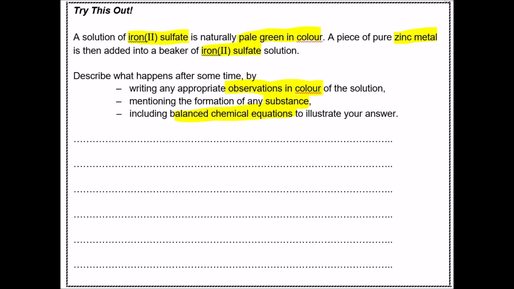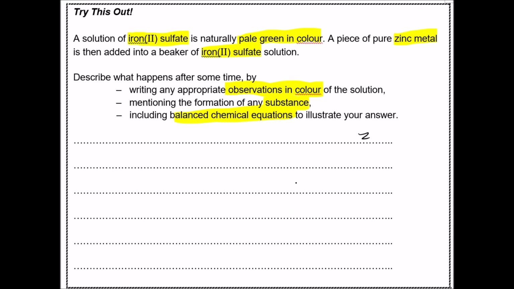Okay, so to answer this right, we need to be very systematic. So first of all, the thinking process would be number one, you need to know which one is more reactive. So we know that zinc is more reactive than iron, which means that zinc will displace iron. Okay. So the first observation we see is, if zinc is going to be displacing iron, this pale green color will start to fade. Okay, so the pale green solution will turn colorless.